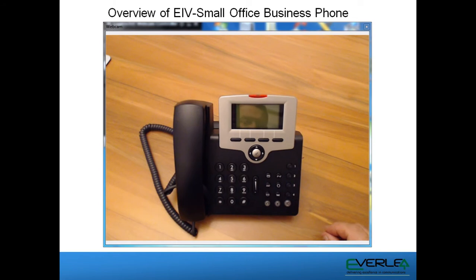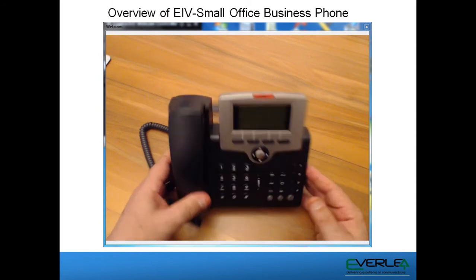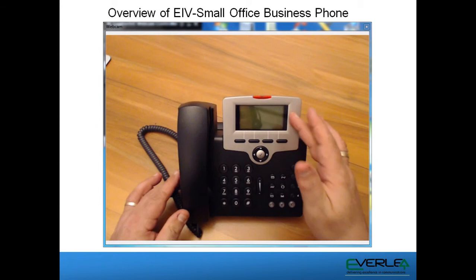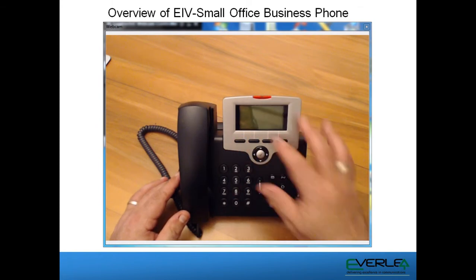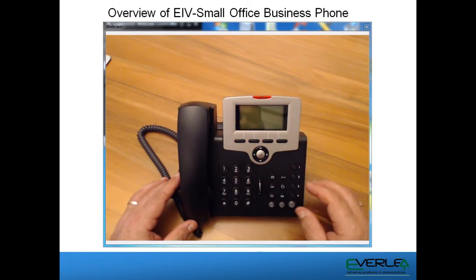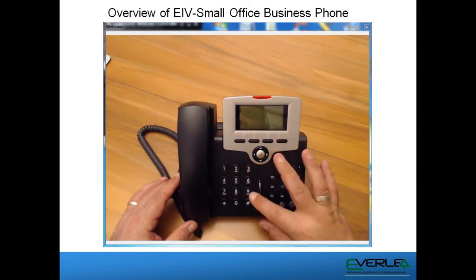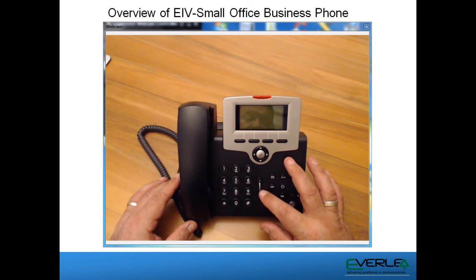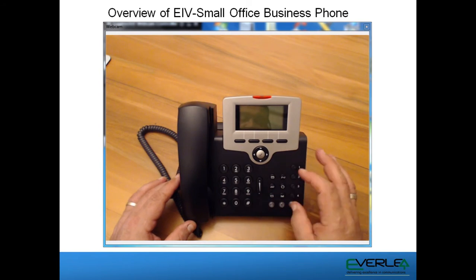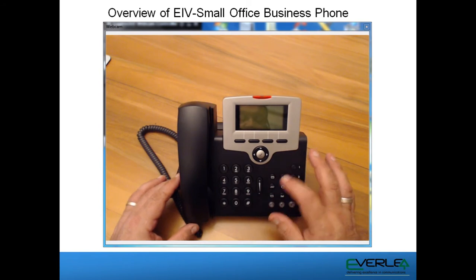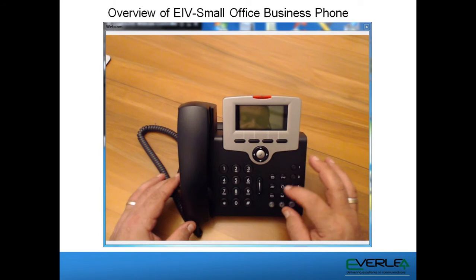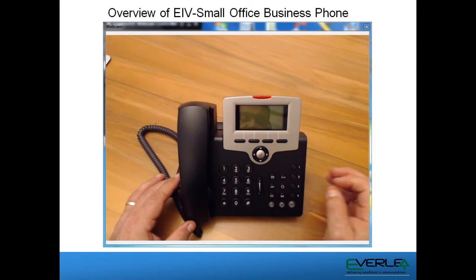Okay, hello everybody. What we're going to be doing here is having a quick overview of the EIV-Small office peer-to-peer phone. Now, as you can see, pretty much a standard looking phone here. We've got our large LCD display, soft keys here to control the menu that comes up on the phone when it's up and running. We have our controller and directional keys, enter key, dial pad. We have volume control for headset, handset and speakerphone. Message keys, transfer keys, conference keys, redial keys, etc., along with phone book, etc.